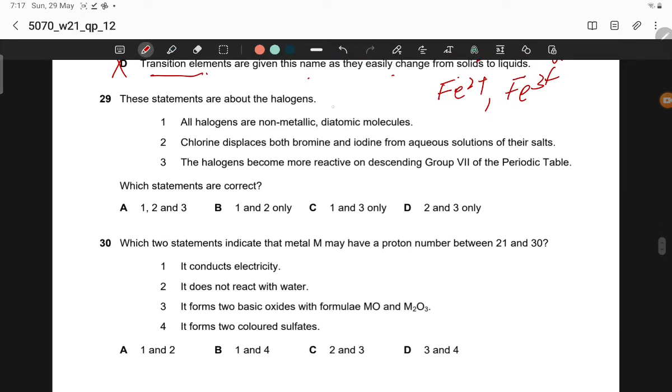These statements are about the halogens. All halogens are non-metallic, diatomic, yes. Chlorine displaces both bromine and iodine. Yes, bromine and iodine are less reactive than chlorine, so chlorine can displace bromine and iodine from aqueous solutions of their salts. This is also correct. The halogens become more reactive on descending the group. No, halogens become less reactive. So this is incorrect. Statements 1 and 2 are correct, so the option is B.